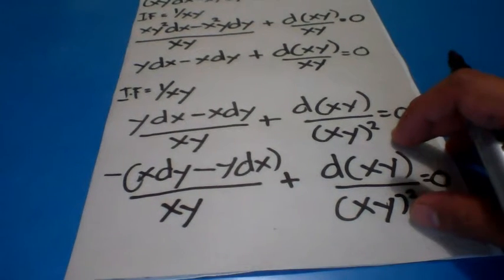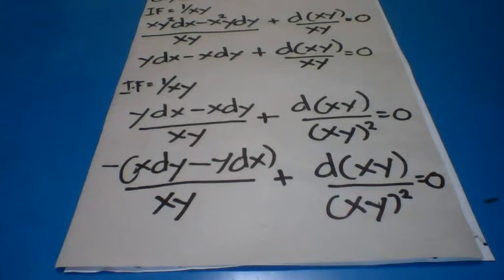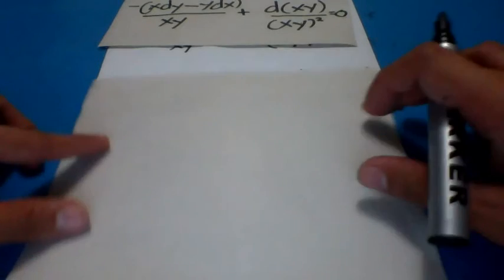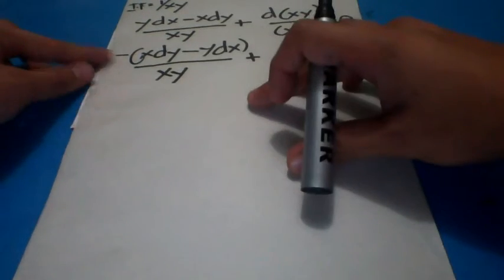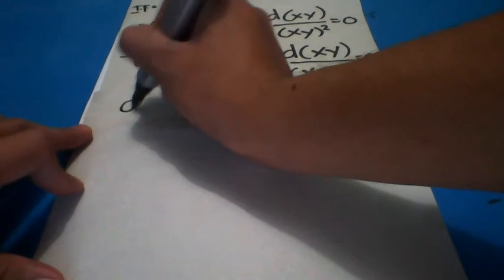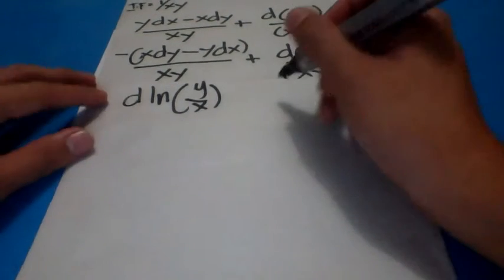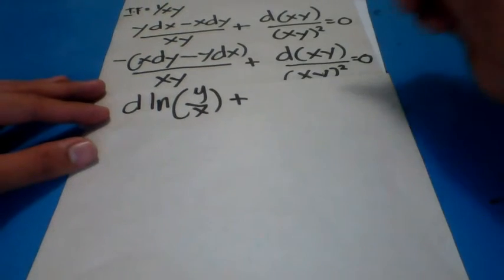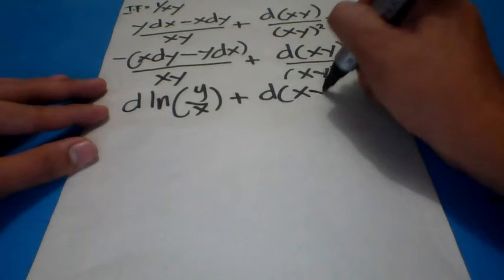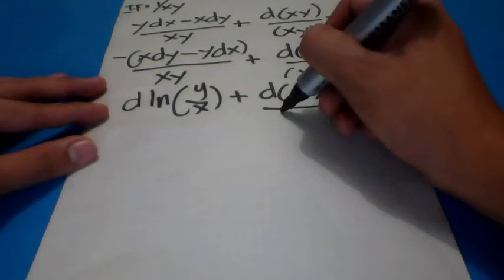According again to the tips for finding the integrating factor, this function is minus 1 when this function is equal to d ln of y over x, so plus d(xy) over xy squared.